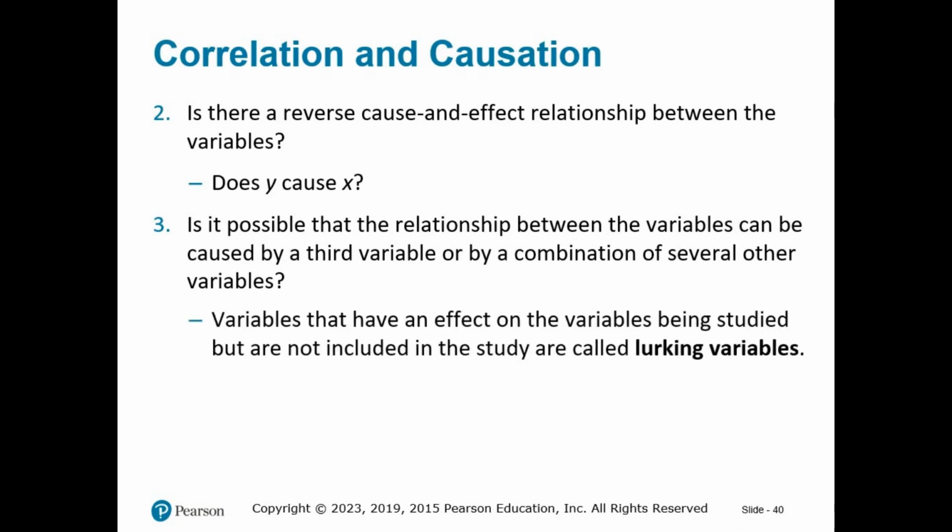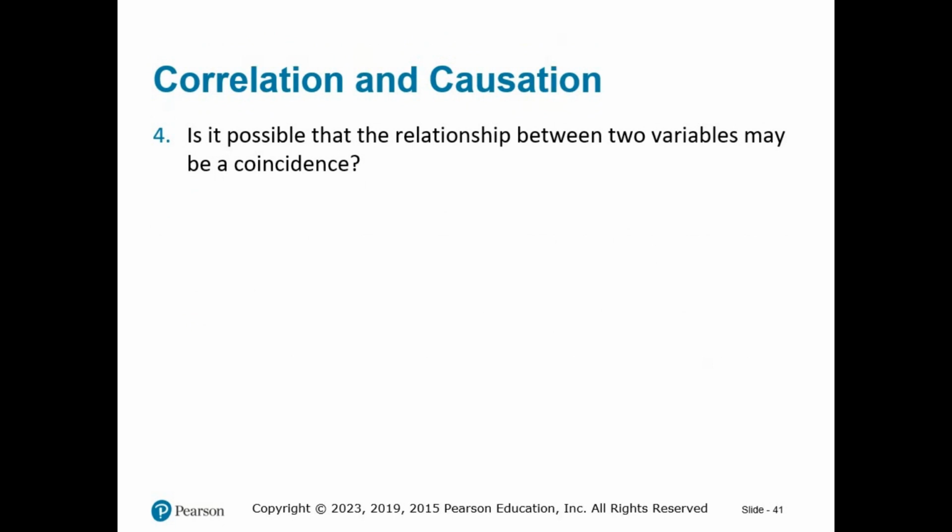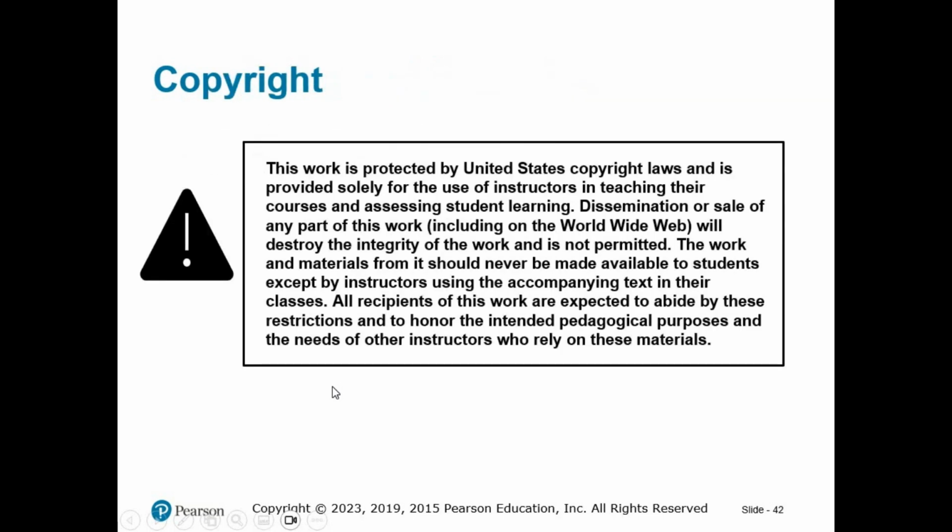Variables that have an effect on the variables being studied but are not included in the study are called lurking variables. Or is it possible that the relationship between two variables may be a coincidence? Is it possible that we are seeing things that we think are significant that actually are just coincidences? These 4 questions are really important to ask yourself before diving into the causation camp. Correlation is not necessarily equivalent to causation. There could be other factors at play in the background that could cause the relationship to happen.